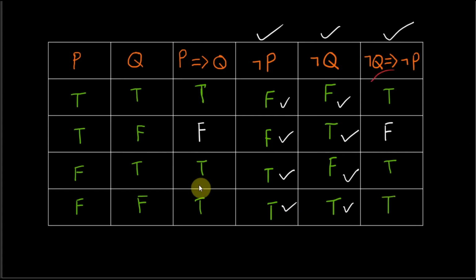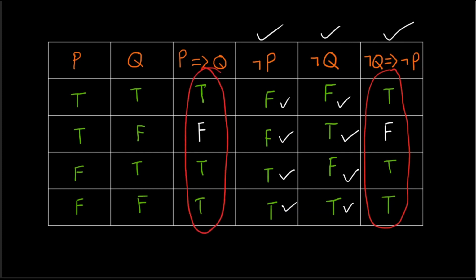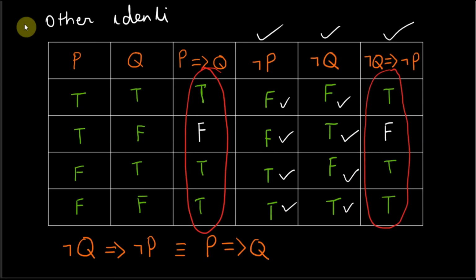If we compare the output of the column not Q implies not P to the other columns, it is exactly the same as the P implies Q column. So we have another identity: not Q implies not P is equivalent to P implies Q. There are other identities for implications that I will try to prove in my next video.